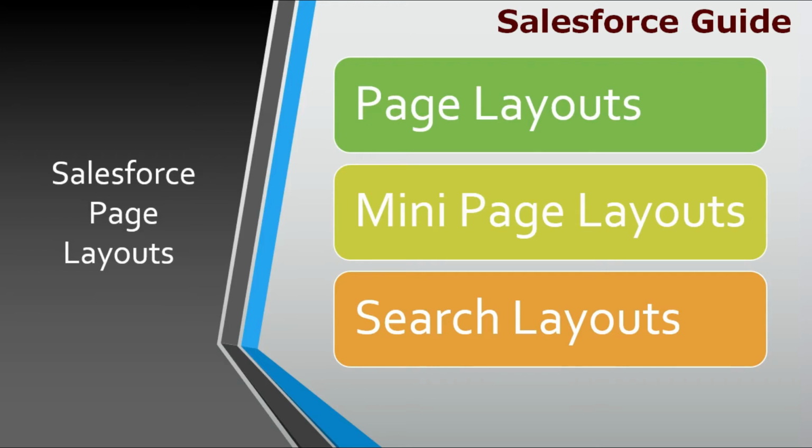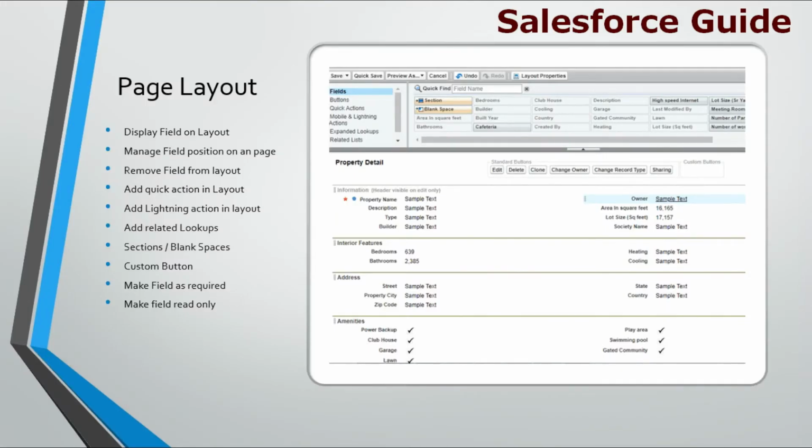Okay, so page layouts are basically the order or the way you want to show the fields to the users. Page layout is mainly categorized into three things: page layout, mini page layout, and search layout. So let's first know about the page layout. Page layout means whatever fields you are going to see here, you can order or rearrange accordingly.